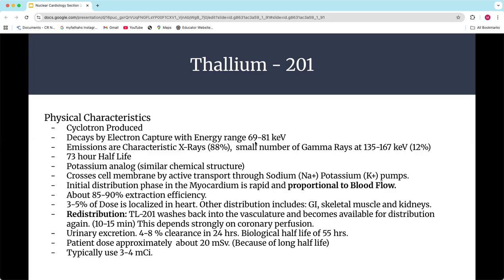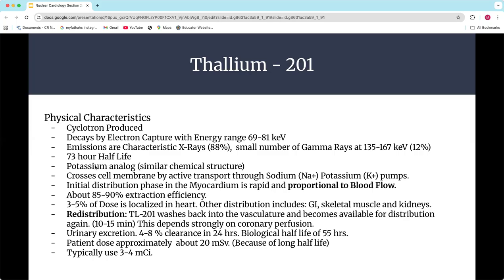The other thing I want to highlight here is thallium has a 73-hour half-life. So as you can imagine, that's pretty long. Come all the way down to the bottom here, you'll notice patient dose, 20 millisieverts. Again, it's pretty high, and that's because it has this really long half-life. That long half-life, however, is going to play into stuff we can do with thallium that we'll talk about in a minute here.